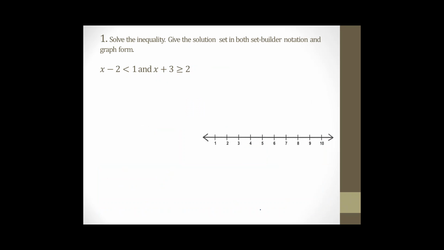So this is question number 1 on our study guide, and it says solve the inequality and give the solution set both in set builder notation and in graph form. When you have an inequality with an AND statement, you basically solve the two inequalities separately. You need to isolate the variable, which means we're going to solve for x on both sides.